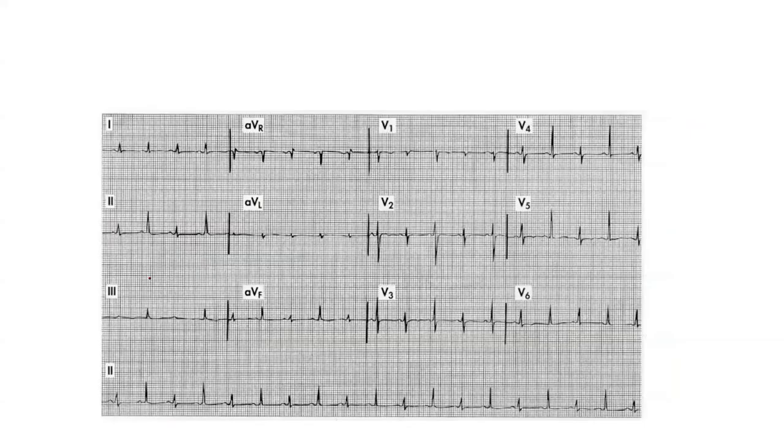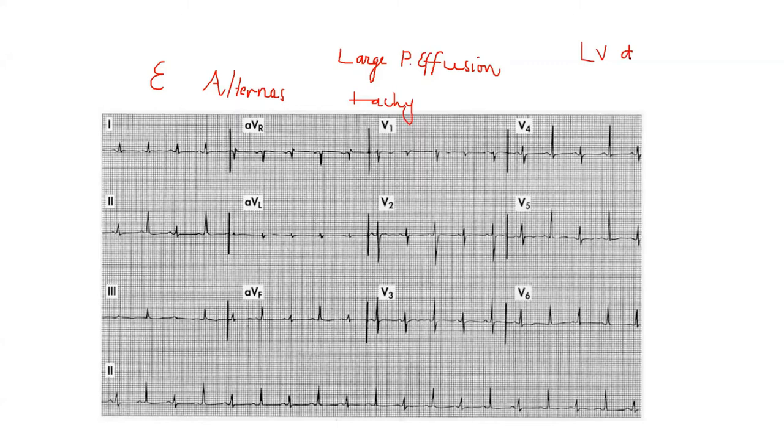Okay, now this is an easy one. What are we seeing here? Electrical alternans. Can you give me the differential diagnosis? Large pericardial effusion or cardiac tamponade, or even severe LV dysfunction, also SVT. Severe LV dysfunction causes something that we always confuse with electrical alternans. What is that? Pulsus alternans.